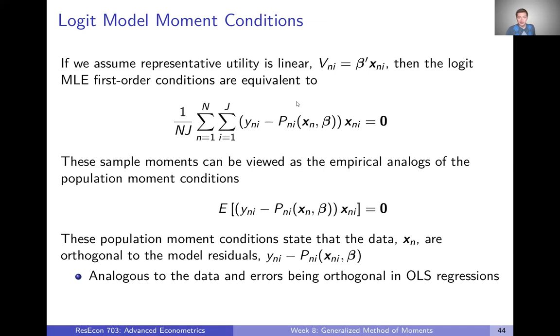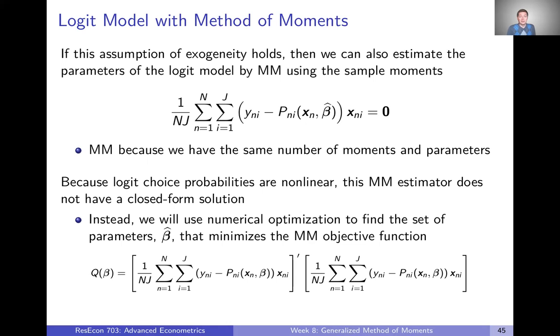We can view these sample moments as the empirical analogs of these population moment conditions here. So just like we did with OLS, we're exactly saying that our data, our X's, are orthogonal to the econometric residual. How different is the outcome variable from the fitted outcomes from our model, which in this case are choice probabilities. That's exactly analogous to OLS, finding the parameters that make our data and our errors orthogonal to each other. So we could use method of moments here. We have K betas, we have K X's. We can find which set of betas solves these K equations. We have the same number of moments and parameters, method of moments, done.